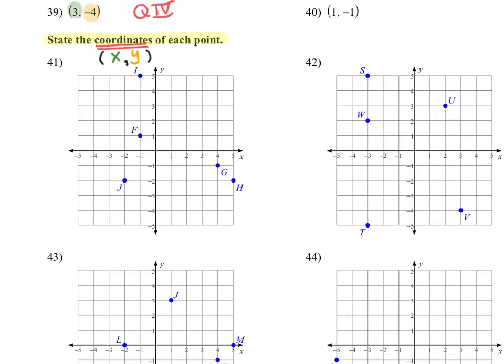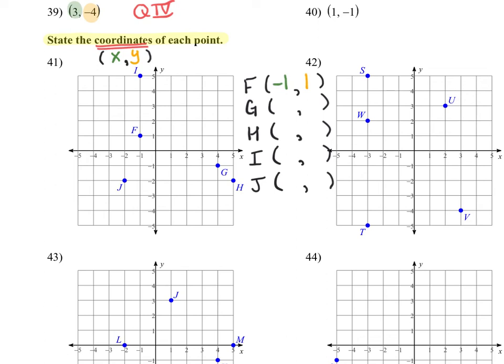The last thing we need to be able to do for these notes is to state the coordinates of a point that is plotted on the graph. So we're going to go to each of these points and identify the x value of that point and the y value of that point. Let's start with point F. If I go to the x-axis, it lines up at -1, so the x value is -1. If I go to the y-axis, the value lines up at +1, so the y value is +1. So the ordered pair for F is (-1, 1).